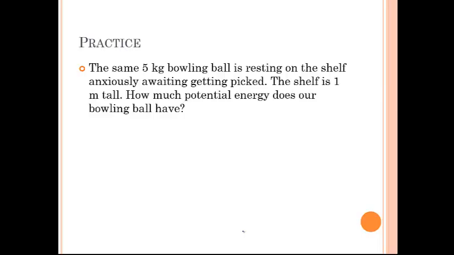So here is another practice problem. So we're going to take the same 5-kilogram bowling ball resting on a shelf that's anxiously waiting to get picked. The shelf is 1 meter tall, so how much potential energy does our bowling ball have? So the GPE is going to be the mass, which is 5, times gravity, which we're going to use the 9.81 because we want to be very specific. And then we're going to multiply that times the height, which is 1. So the object's potential energy, on my calculator, I get 49.05, but I'm just going to round that to 49 joules.